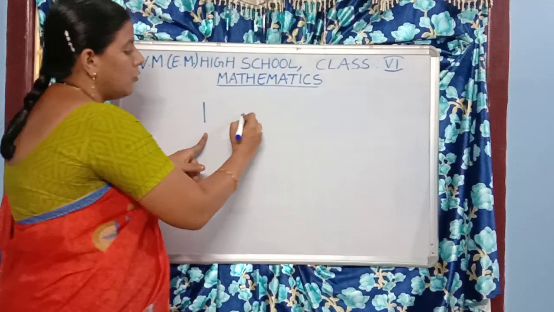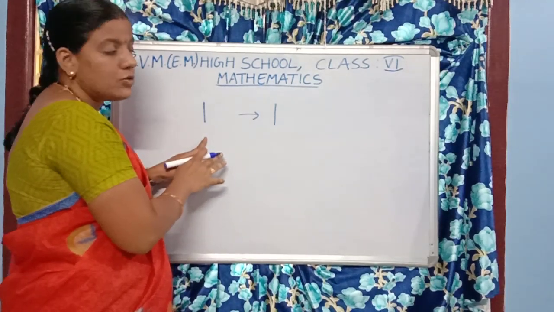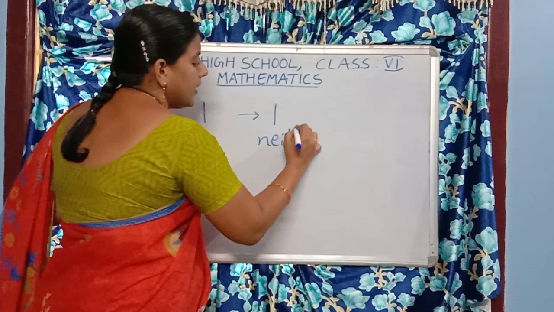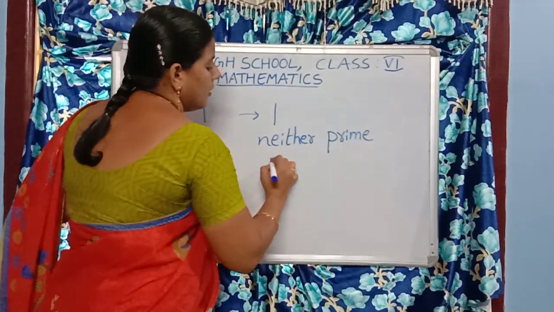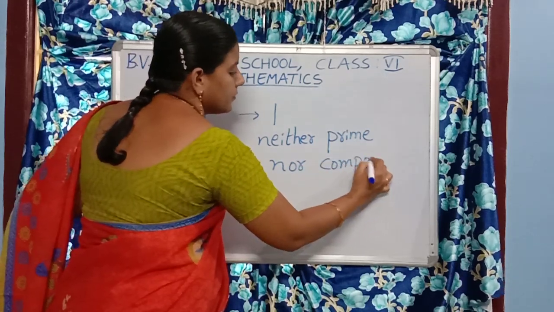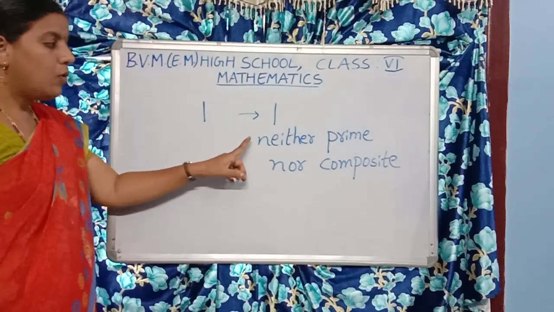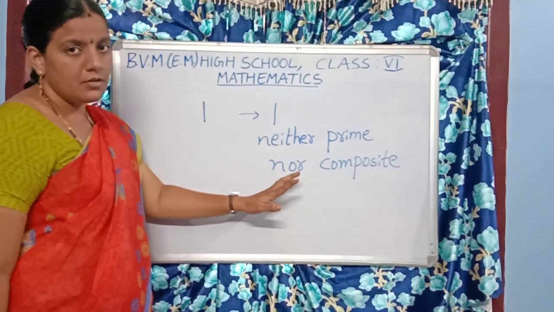1 has only 1 factor. That factor is itself. So 1 is neither prime nor composite. This is very, very important. 1 is neither prime nor composite. Okay children?